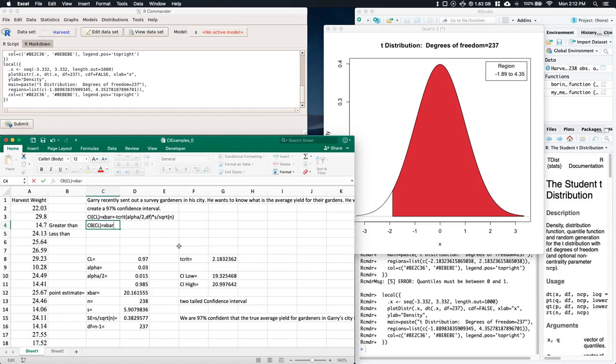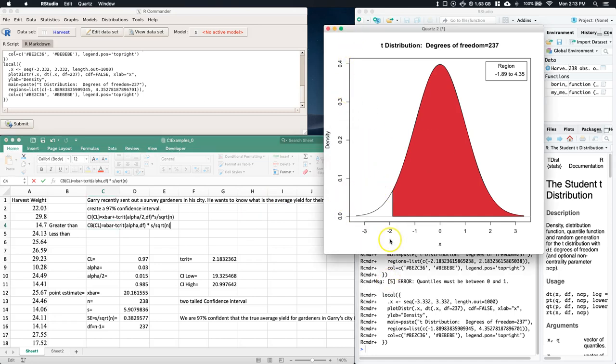X bar, this time it's going to be minus t crit, which is now just alpha, instead of alpha divided by two, just alpha, degrees of freedom. And now we're going to multiply by s divided by the square root of n. Okay, so what we did is, let's go back to our picture. So now, since we're throwing all of our error, remember alpha is basically our error, we're throwing it all to one side, so we don't have to divide it by two anymore.